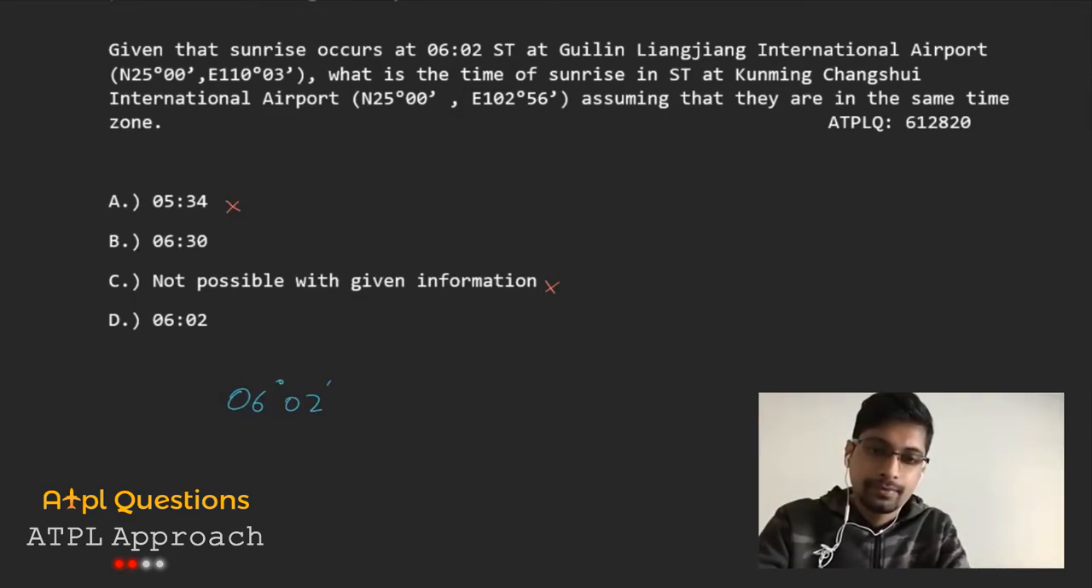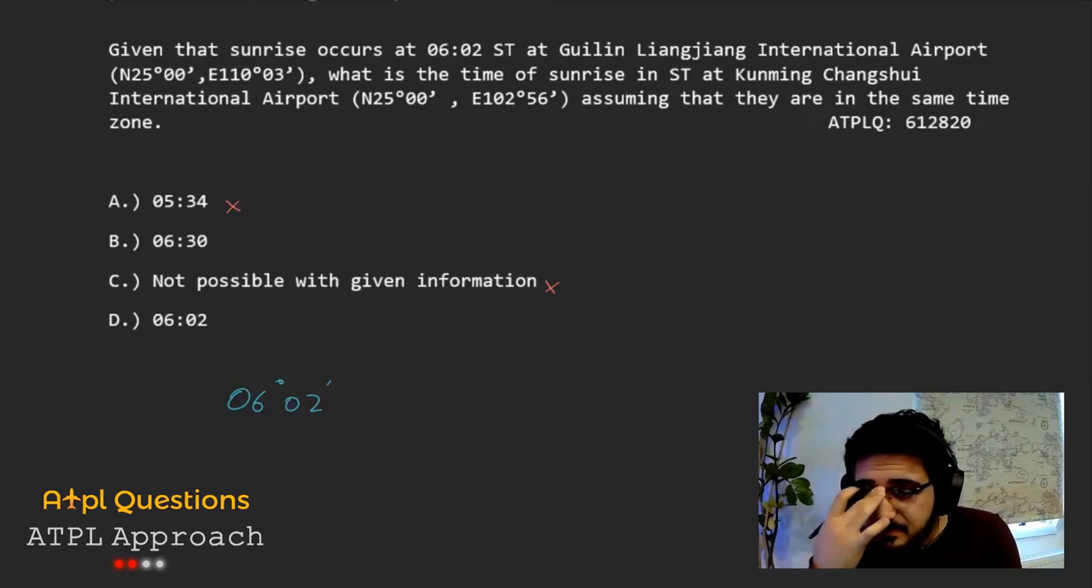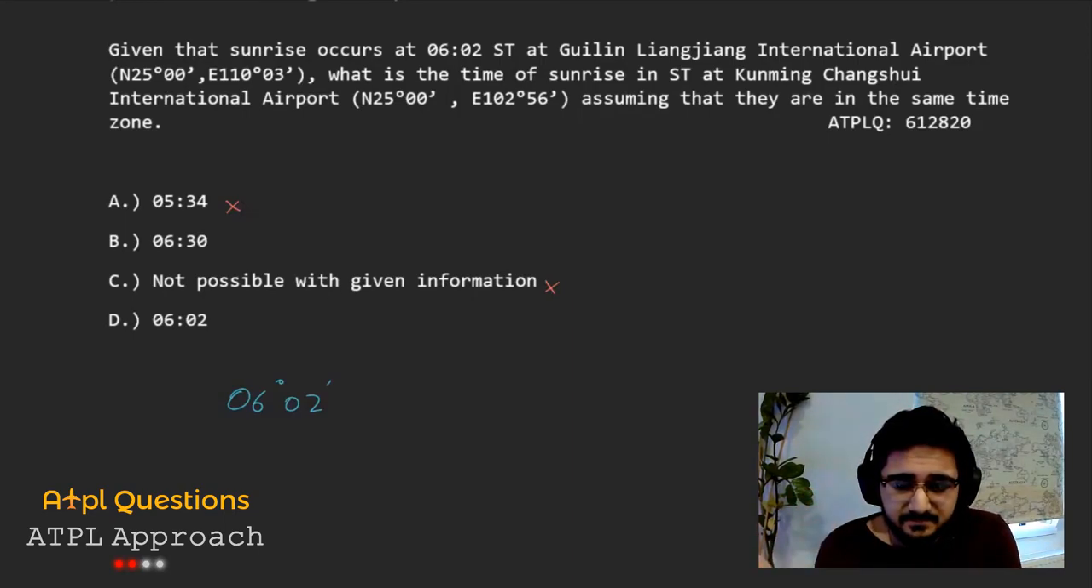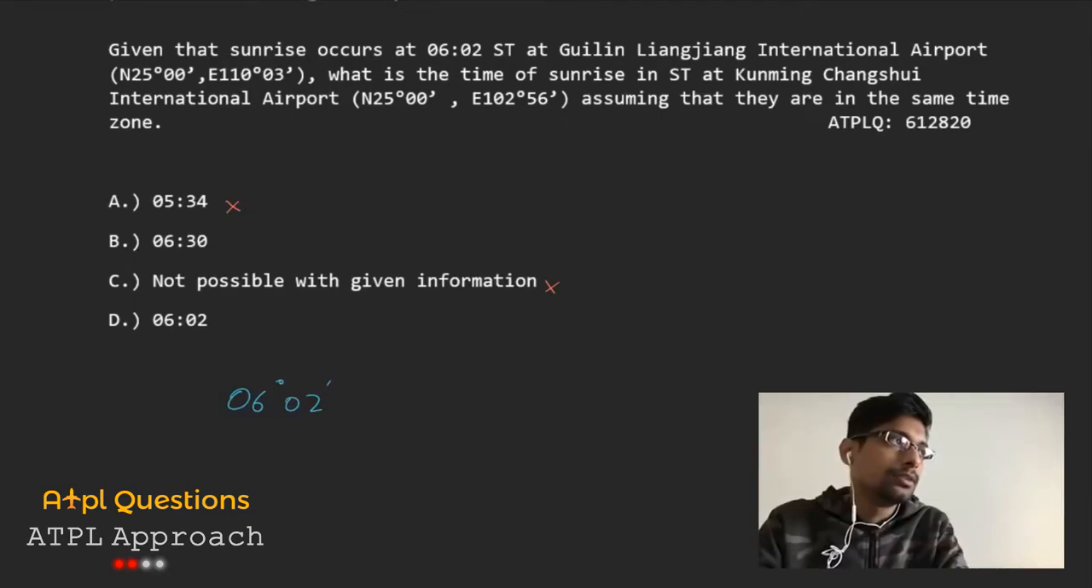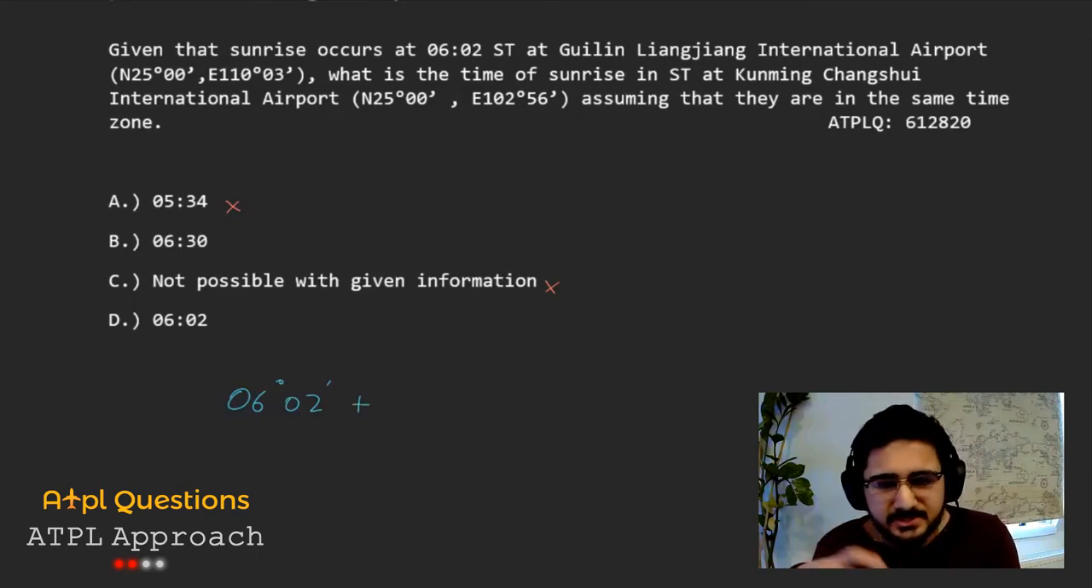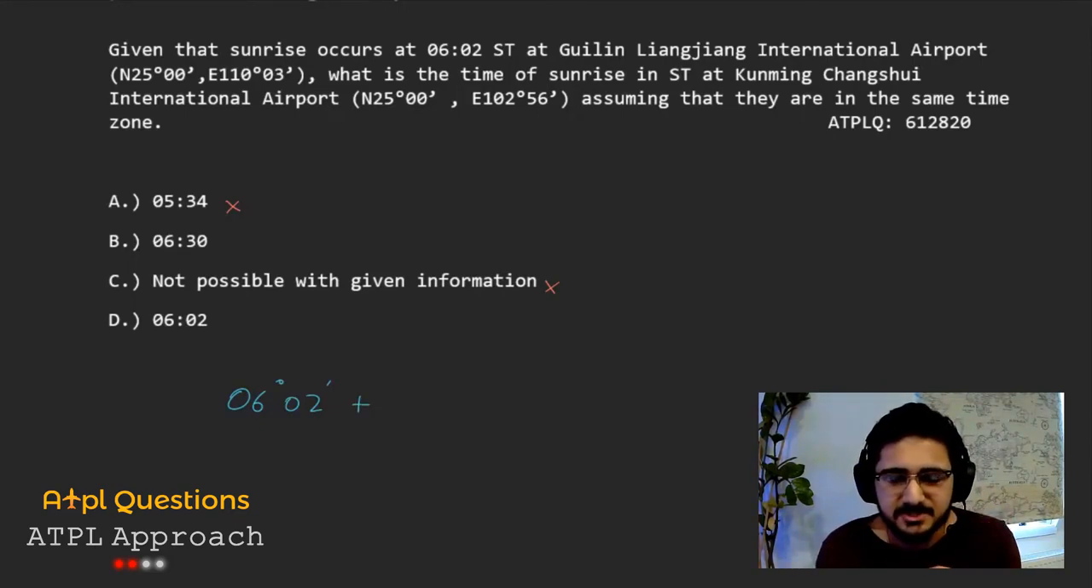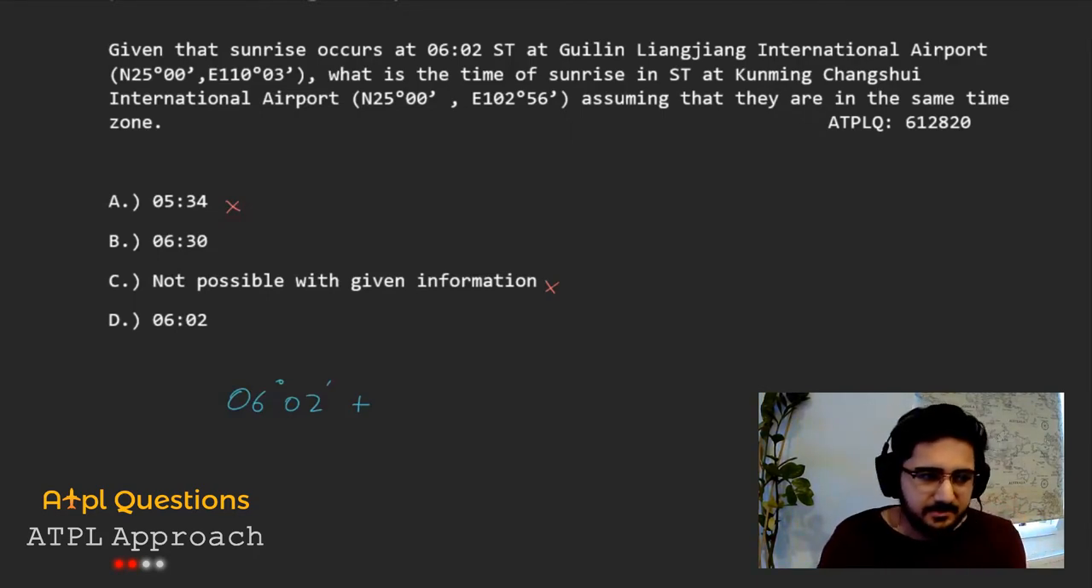And then we need to think, okay, because the sun rises later in the second airport, are we going to add or subtract our change in time? It's later, so you think you have to add it. Yeah, you would add. And then we need to do our conversion, which is how many degrees is an hour.